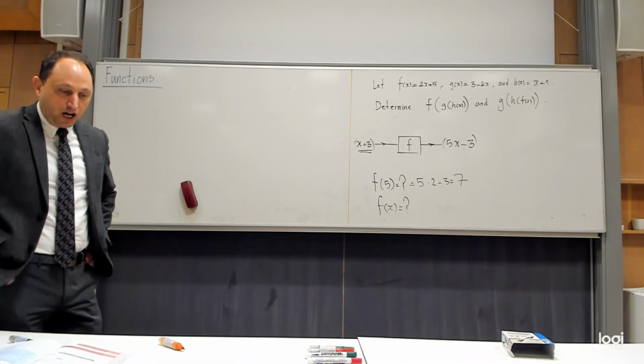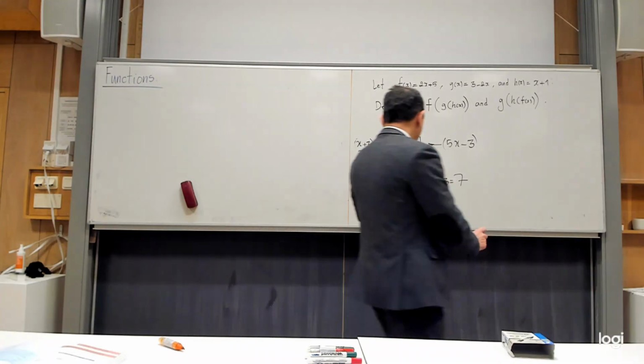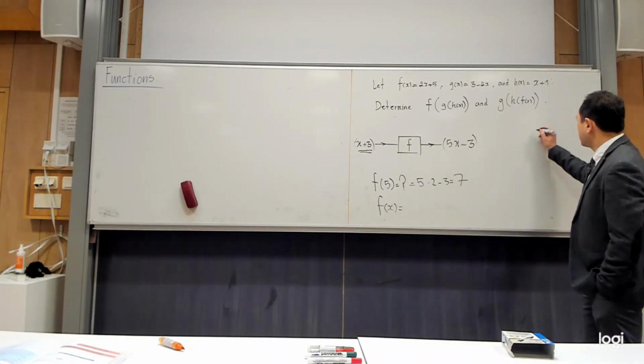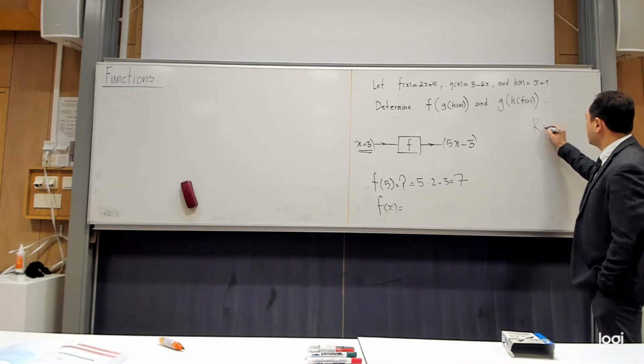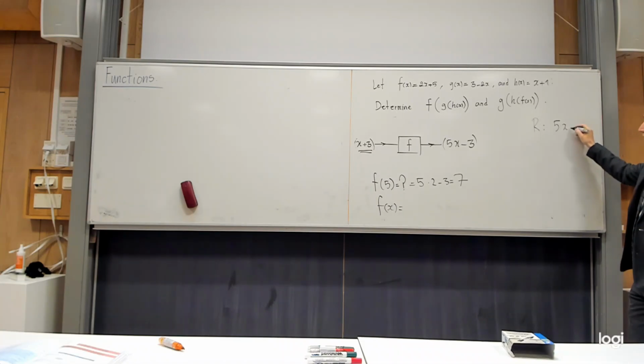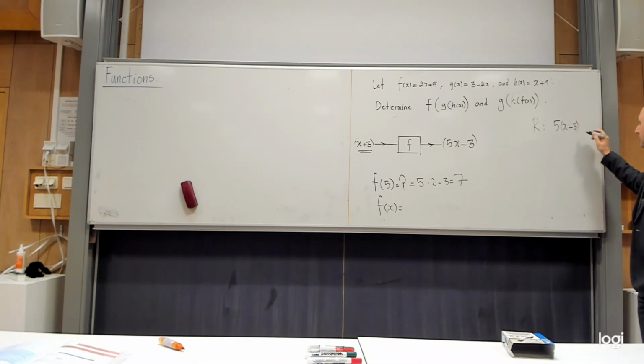I want your answer, okay? f of x. Instead of the question mark, what am I supposed to write? 5 times... So Rasmus, yes? 5 times x minus 3, like this? Yes. Minus 3. Minus 3. Okay. How many of you agree with that?